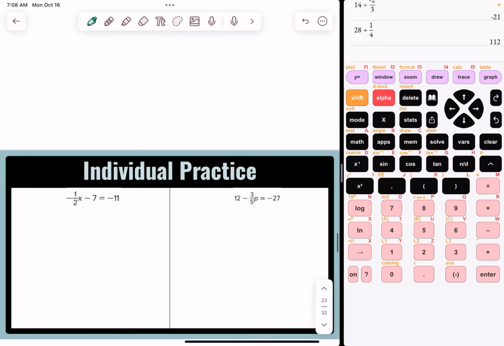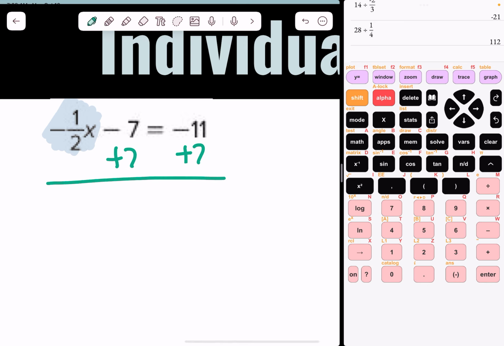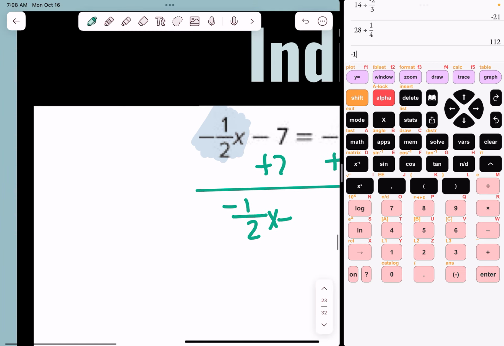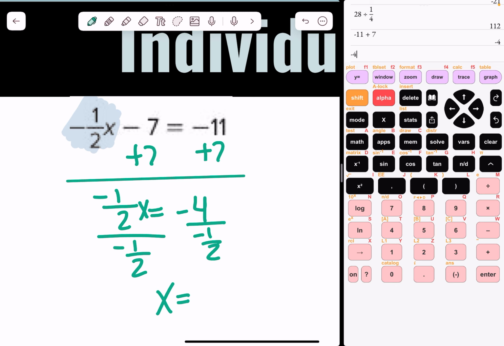So let's look at this. We want to get that negative 1/2 x by itself. So we are going to add 7 to both sides. We get negative 1 over 2x equals negative 11 plus 7 is negative 4. And now we want to get that x by itself, so we need to divide by negative 1/2. And we get negative 4 divided by negative 1 over 2. We get 8.